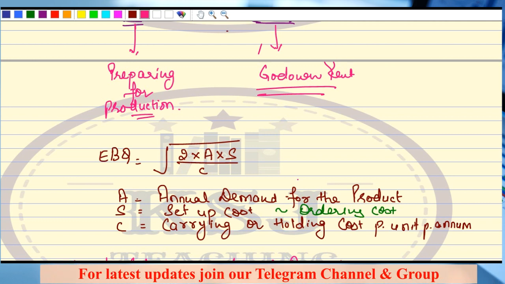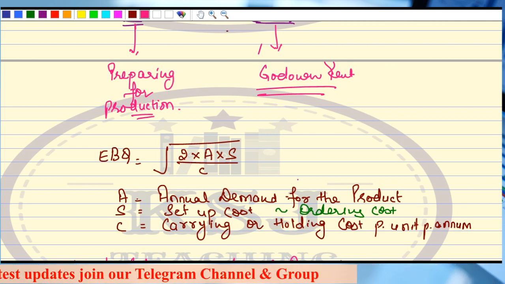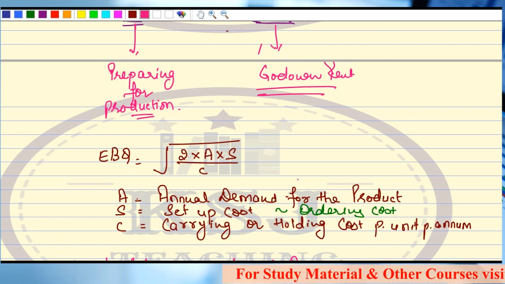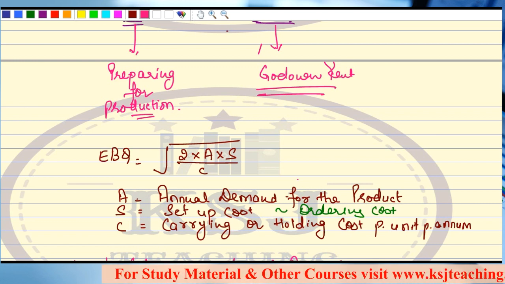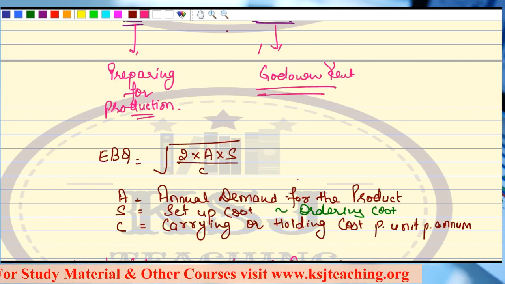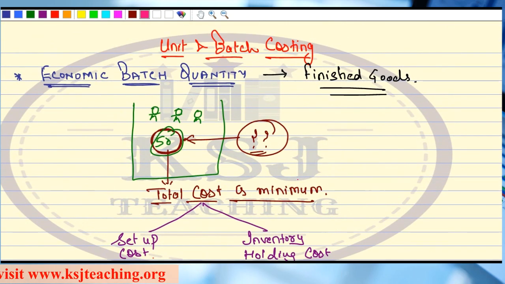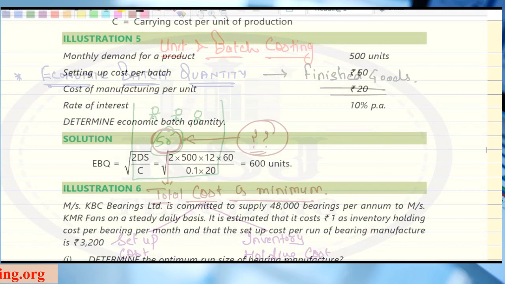goods, it is not going to happen that you manufacture the finished goods and at the same time you are selling them, right? You will need some godown, you will store the finished goods, you will advertise your product, and slowly your finished goods will move towards sale, isn't it? Right? So this is the concept of EBQ and this was the last concept in this unit and batch costing, right? Let's see the questions now.